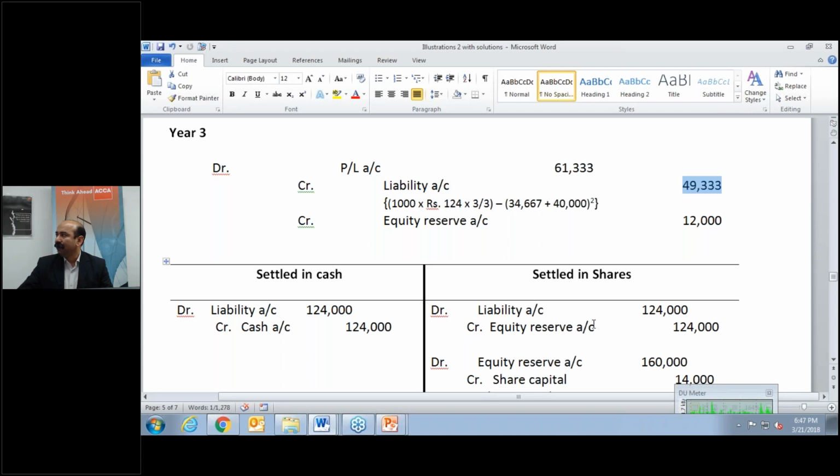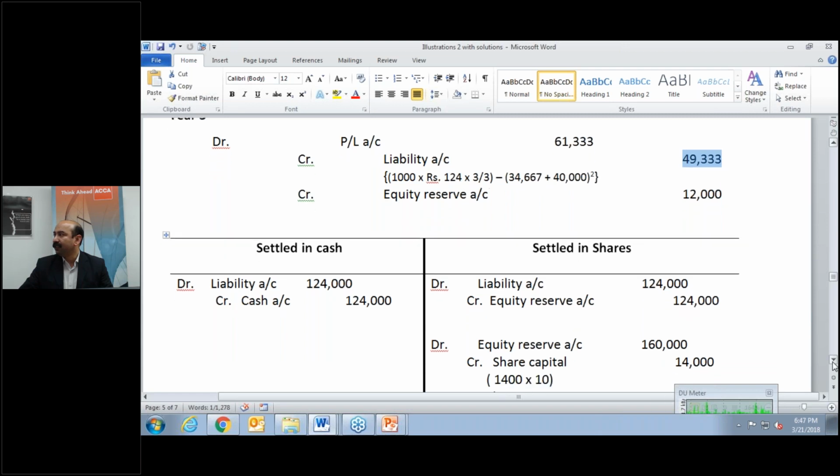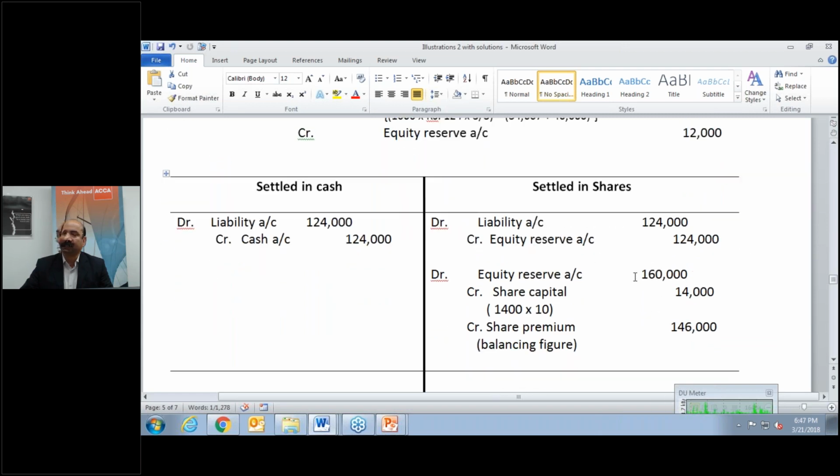Further, we move this liability to the equity reserve. This means if we add up 124,000 and 36,000, this will give us 160,000. Now, this 160,000 is basically the sum of the 36,000 equity reserve, which is already there, and the 124,000 liability, which is transferred at the end of this vesting period. So this is the balance in the equity reserve.